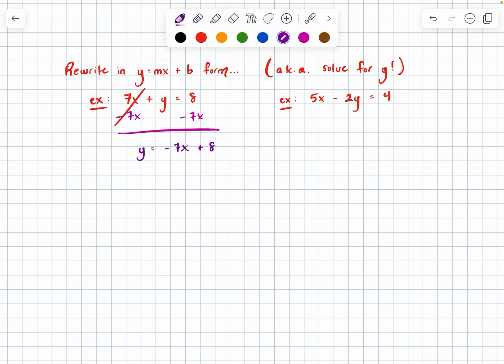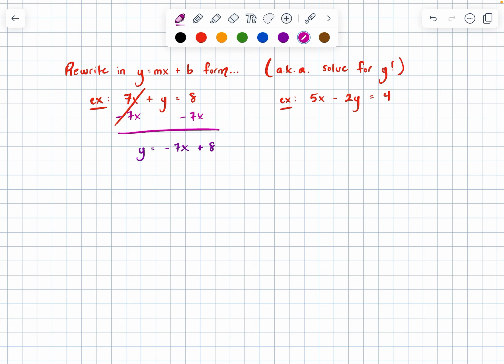Same thing with this guy, 5x minus 2y equals 4. The only difference here is that now there's a number attached to the y. But same idea. If I want to get the y by itself, give me two choices I need to make here to get the y by itself. Go, 10 seconds.